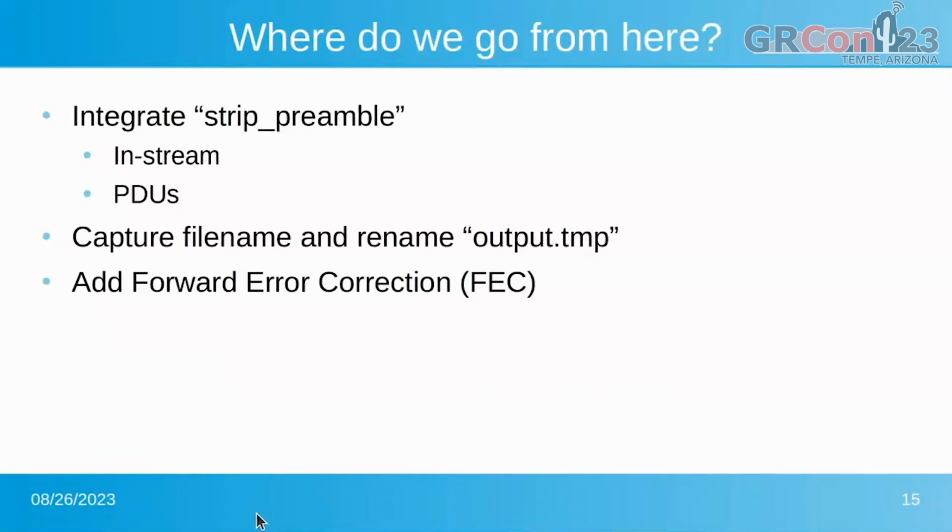So where do we go from here? It would be nice to integrate the strip preamble so it doesn't have to be done as a separate step. It can either occur in stream or in PDUs. And I'm still working on trying to get that to go. If I captured the file name on the receive side and renamed output.temp, that would be great. And I've looked into adding forward error correction, but haven't done enough experimenting with that to see if that really works.